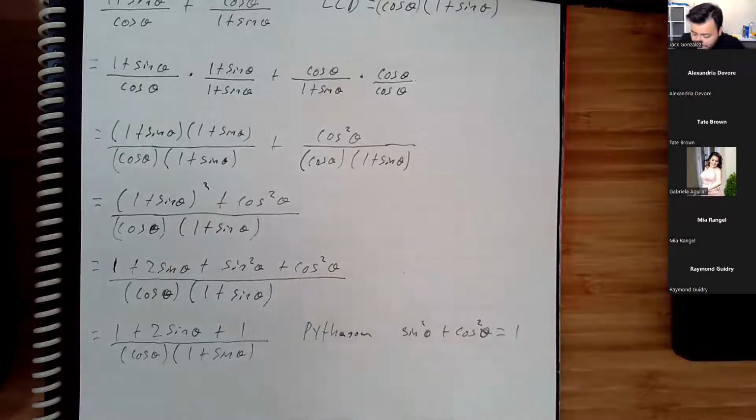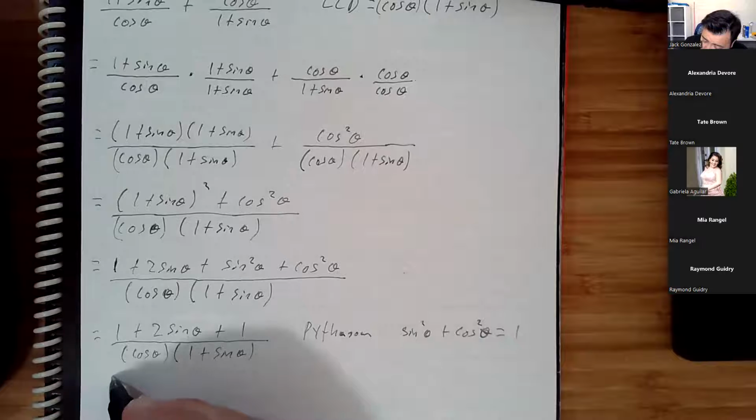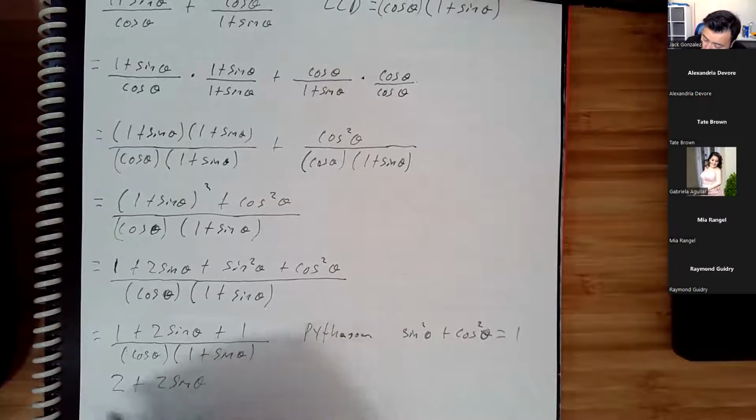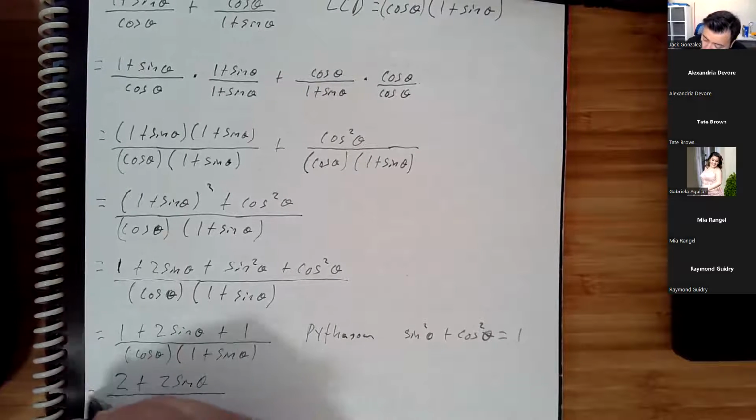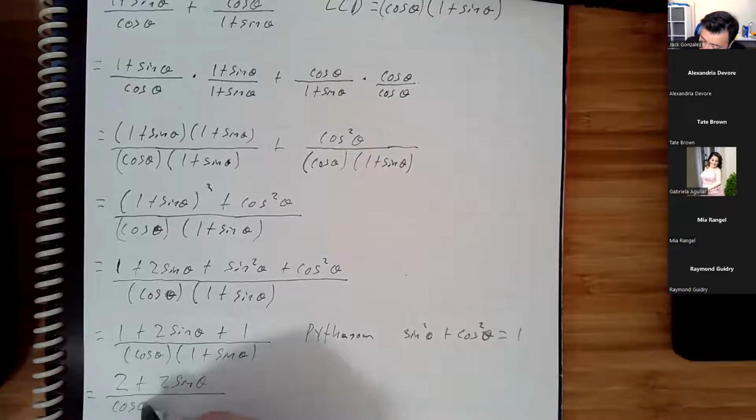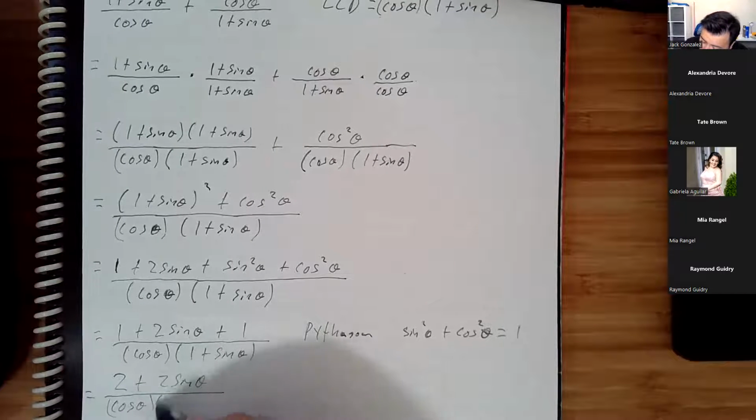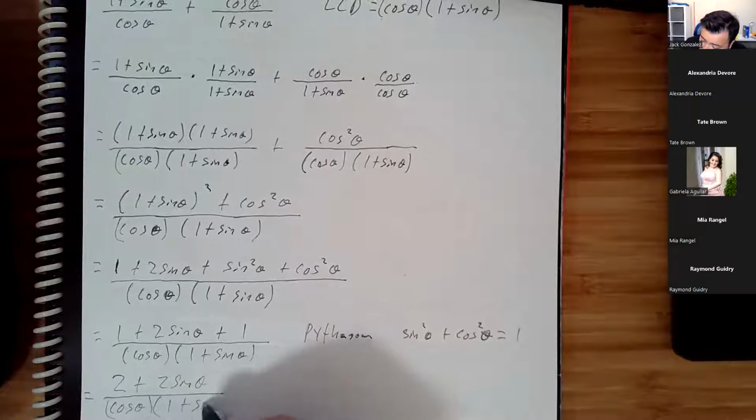Okay. So at this point, you should see you have 1 plus 1, right? So we got 2 plus 2 sine over cosine theta times 1 plus sine theta.